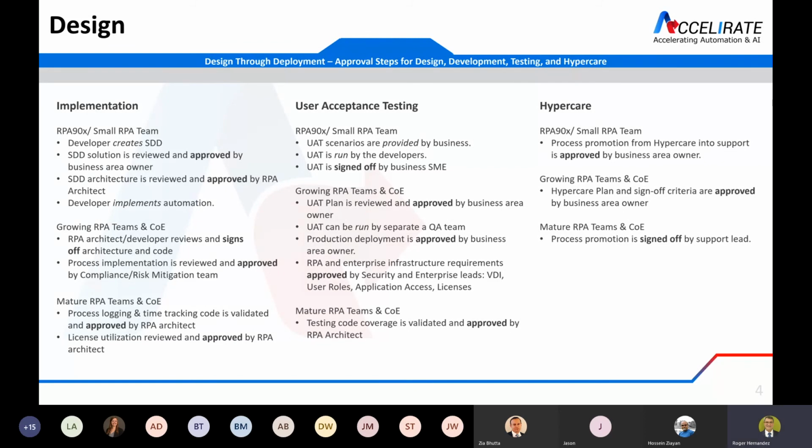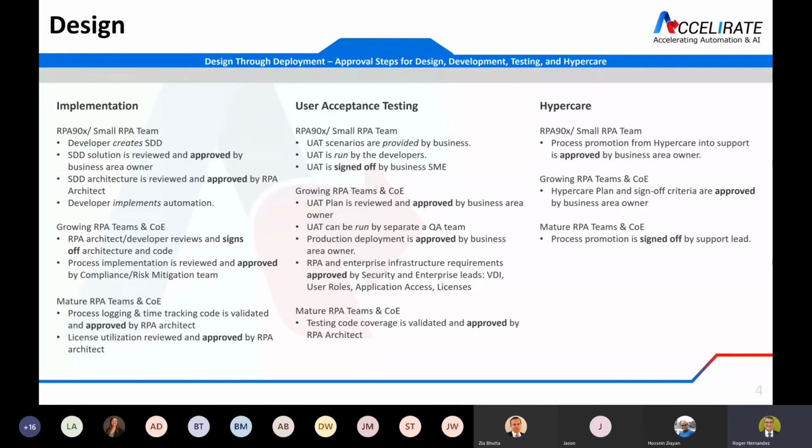As your team grows and the level of checks needs to grow, then the RPA architect and developers are really looking not just at the process implementation, but also: does the general architecture meet the architectural requirements and guidelines? And once again, your compliance and risk mitigation teams get involved to make sure that you're in compliance and that you've properly addressed operational risks.